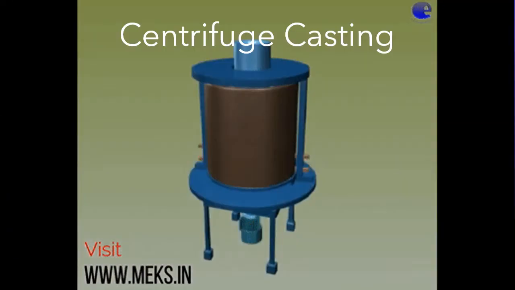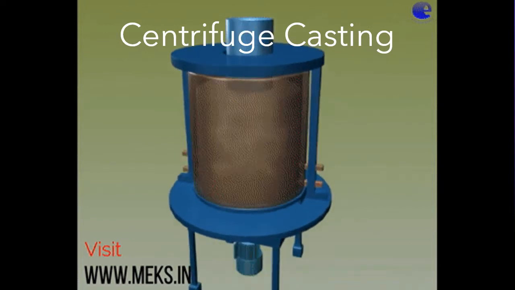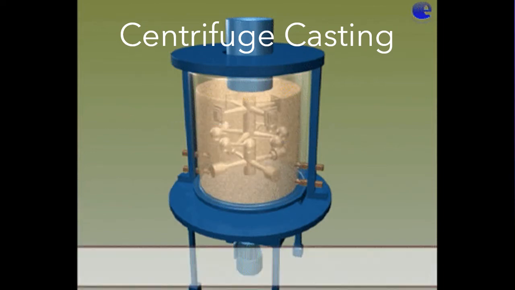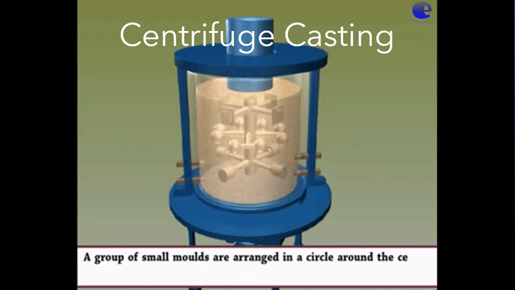In centrifuge casting, the mold is designed with the part cavities located away from the axis of rotation. The molten metal is poured into the mold and distributed to these cavities by centrifugal force. Usually it's used for smaller parts, and the radial symmetry of the part is not required as in the other centrifugal casting methods.